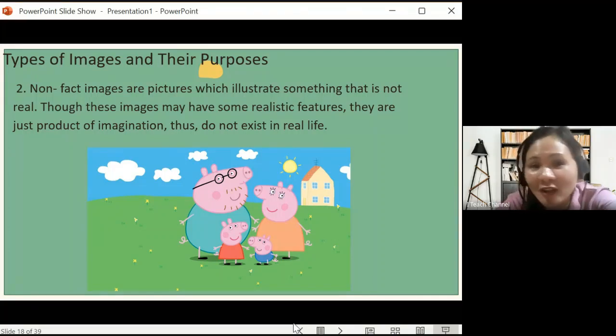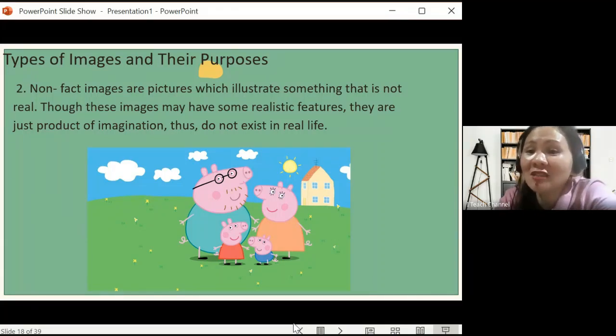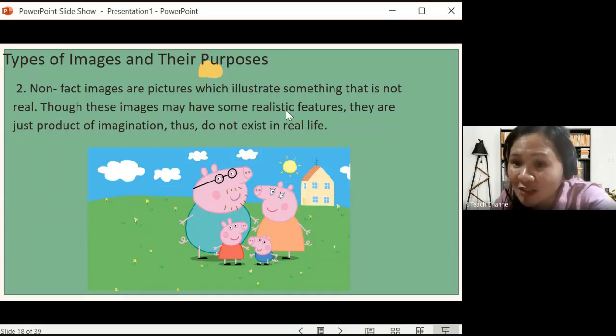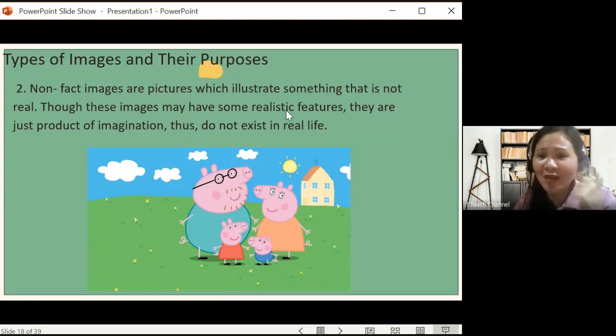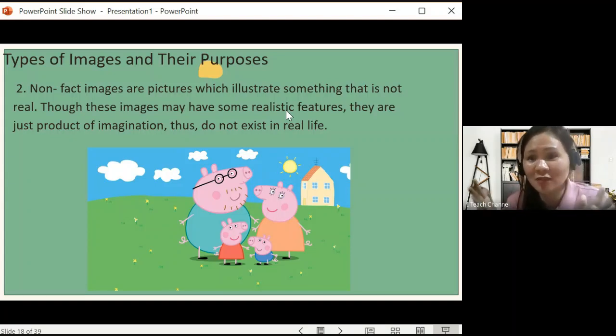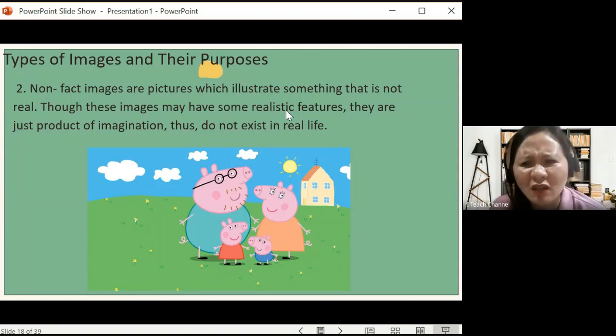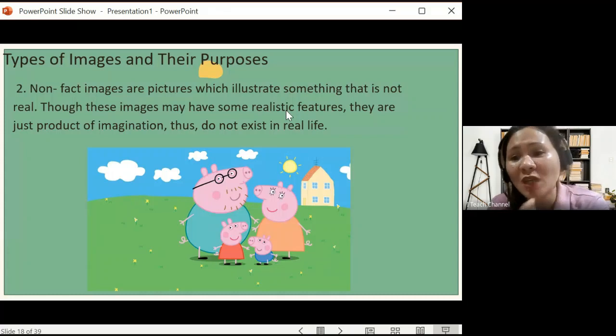All right, you know what? Non-fact images may have, take note of that, may have some realistic features. Sometimes you might be confused because you're going to say to yourself, "Oh, I think this is real. I think this is fact." But they only have some realistic features, but not all of their features are true. Whenever there is a feature which is not true, consider it as non-fact.